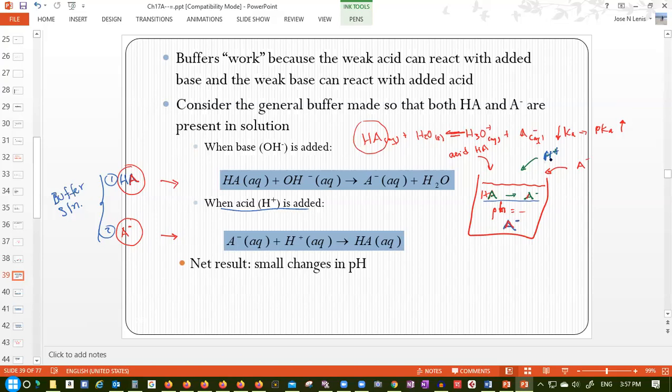So when somebody adds H plus to the solution, it is the A minus that will come to the front line to take the extra H plus that has been added to form HA. So in this case, it's going to save your solution when somebody adds extra acid. And this is the reaction for that process.